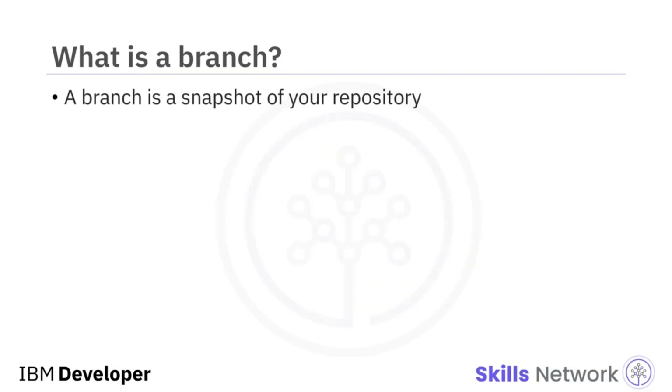A branch is a snapshot of your repository to which you can make changes. It is a copy of the master branch and can be used to develop and test workflow changes before merging it into the master branch.